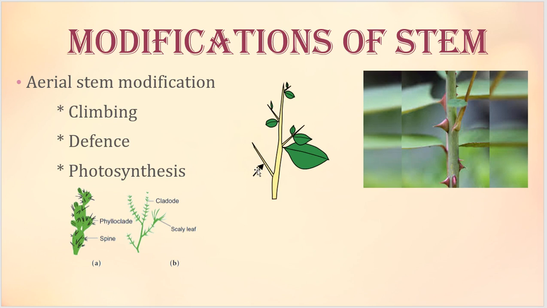Thorns are the modification of stem, and they are either axillary or terminal, and they are deeply seated, and it would be very hard, and sometimes they may bear fruits.